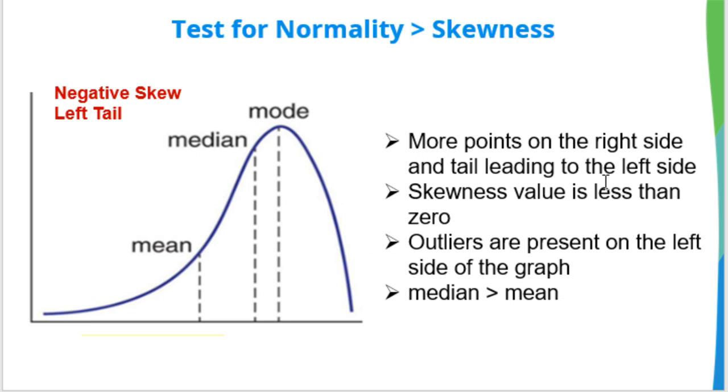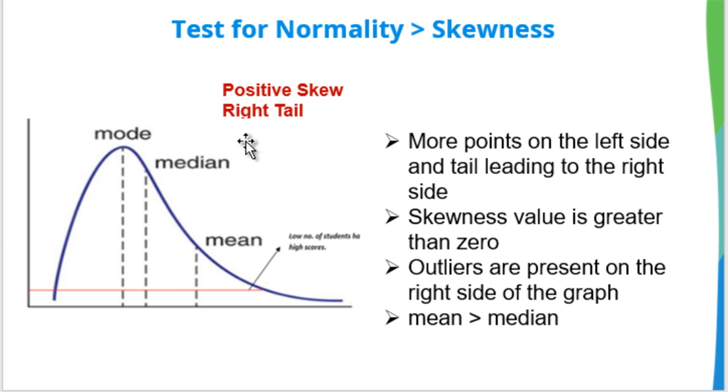Likewise, you can have a positively skewed one, which is the other way around: more points on the left side and a tail leading to the right side. The skewness value is greater than 0 this time around, and outliers are present on the right side of the graph. Mean is now greater than median. You can see that it has changed. So that is skew.